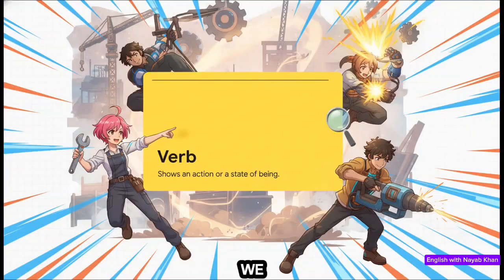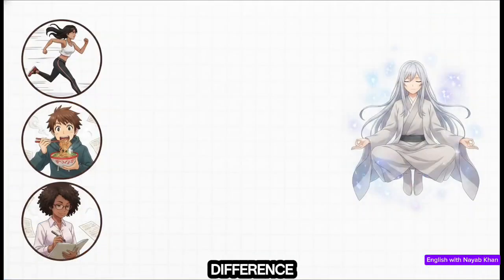All right, next up, we need some energy on our construction site. We need the verb. The verb is the absolute vital energy of our sentence. It shows an action taking place, or it describes a state of being. Honestly, without verbs, absolutely nothing is happening. Let's look at the difference here. Words like eat, read, write, play, and run are super active. You can easily picture someone doing these things, right?